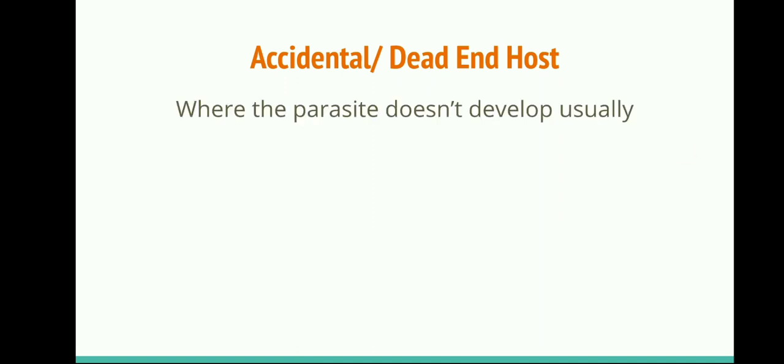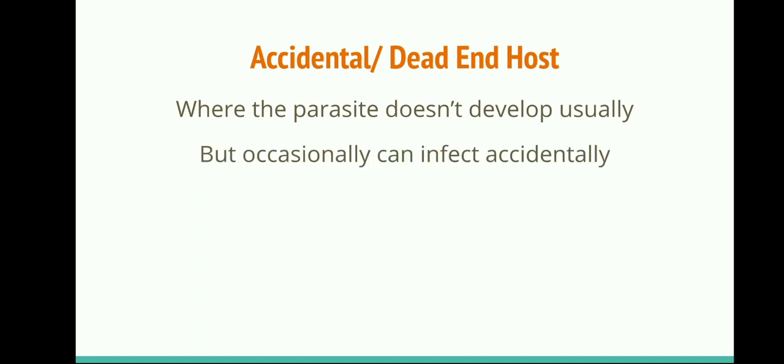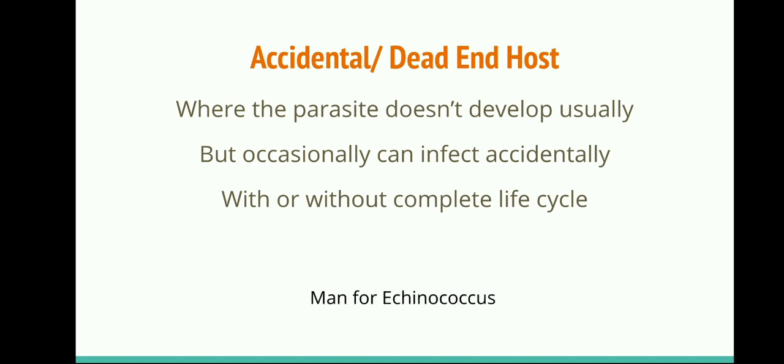Now, the accidental or dead-end hosts are the hosts where the parasite doesn't usually develop, but occasionally can infect them accidentally, with or without a complete life cycle. But in an accidental host, once the parasite enters, it cannot come out. So they cannot act as a source of transmission. So the parasite's life cycle comes to an end here. That is why it's also called a dead end host, like man for Echinococcus.